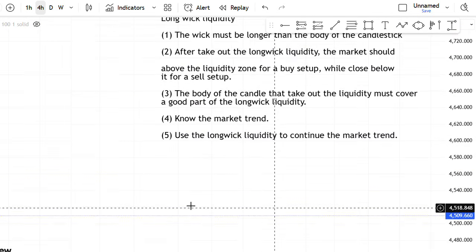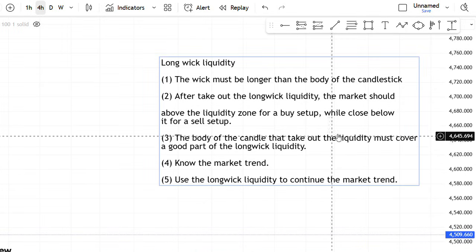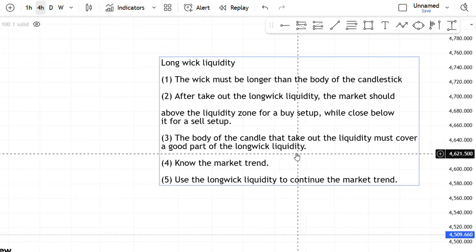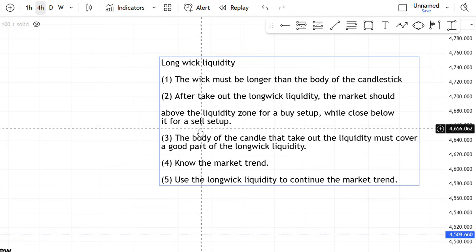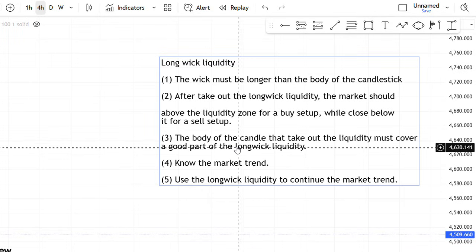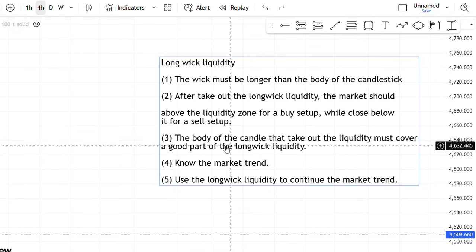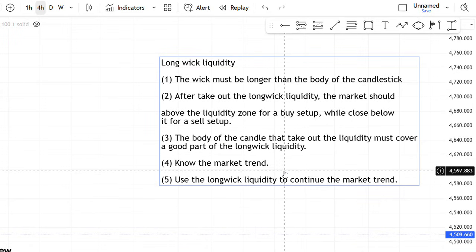Before we continue, let me draw this here. Okay, number 3 condition. If the condition is not met, don't take the trade. If the market closes above that zone with a body, that is definitely a continuation. So if this number 3 condition is not met, don't take that trade. That market will continue in the direction it's going.